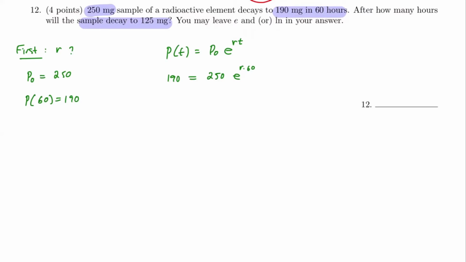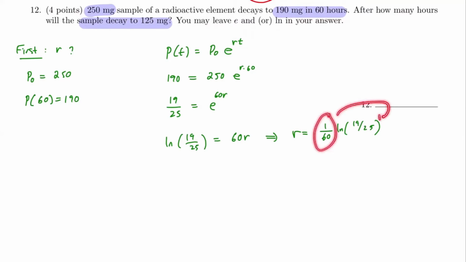All right, now we go ahead and solve. First thing you're going to do is divide by the initial amount. So when you divide both sides by the initial amount, you're going to get 19 over 25 is equal to e to the power of 60r. Now to bring down the exponent, we're going to apply natural log. So we'll have ln of 19 over 25 is equal to, on the right side, e and ln will cancel. You just have 60 times r. Then divide by 60 on both sides. So you'll have r is equal to 1 over 60 times ln of 19 over 25. You could write 1 over 60 as an exponent for this, but that's okay.